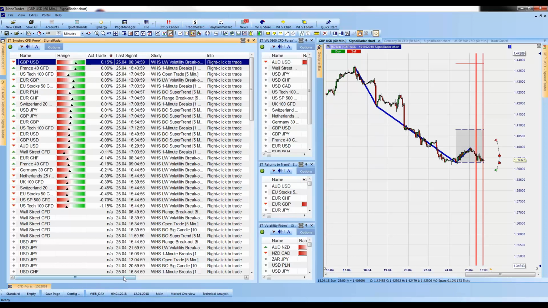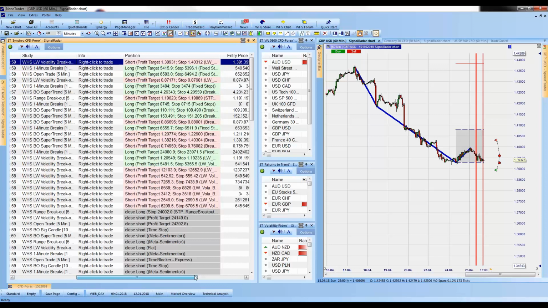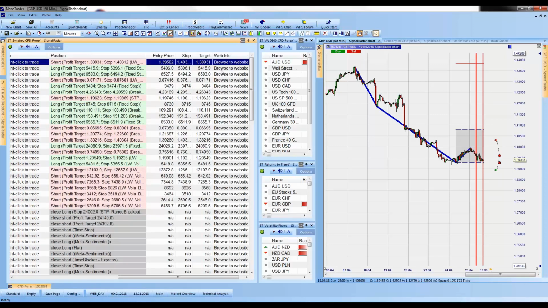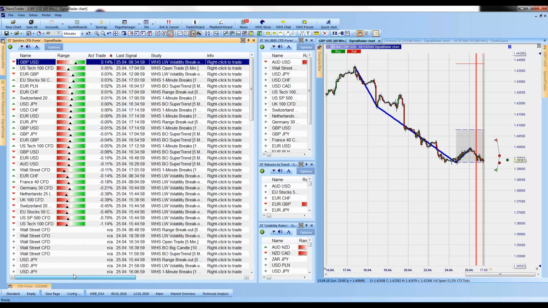Other pieces of information I have available are the entry, the stops, the target in more detail, and in this column here at the end I can click on this link and it will lead me to an explanation of the particular trading strategy. So if you're interested in knowing more, click, you will come to a page and it will explain how this trading strategy works.